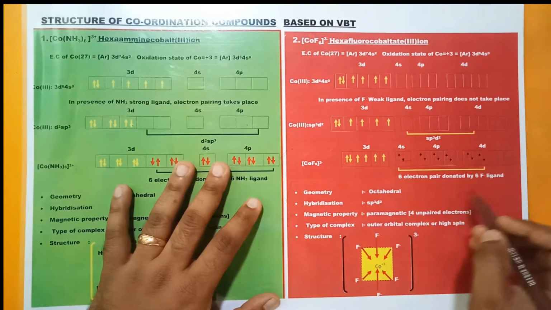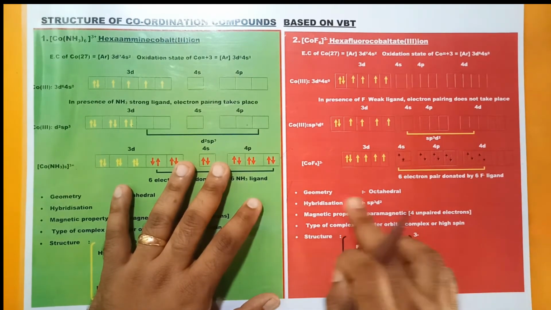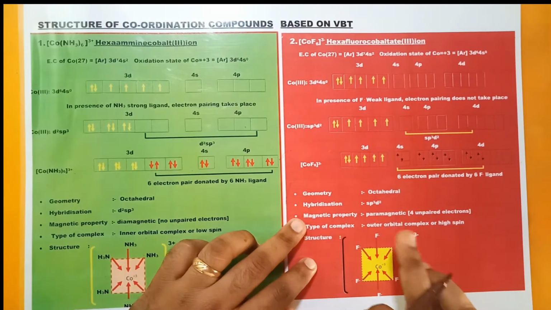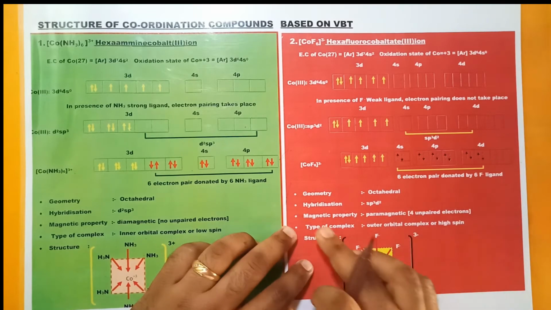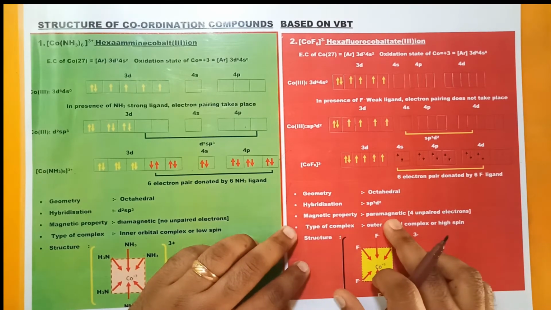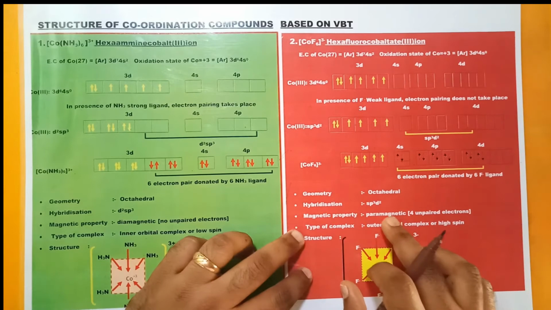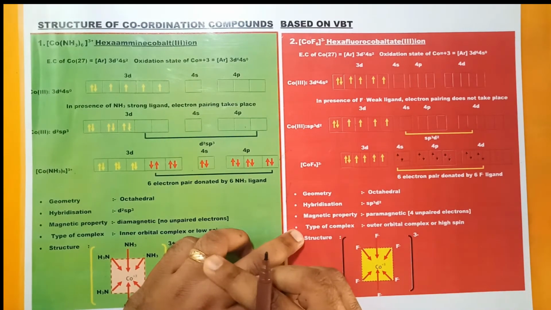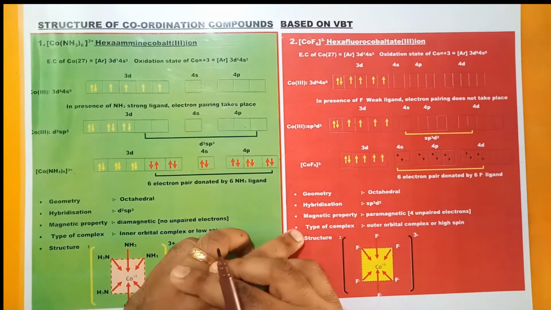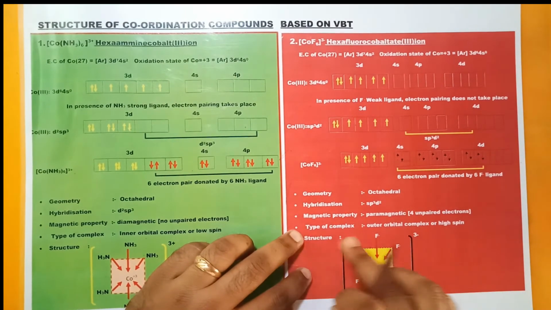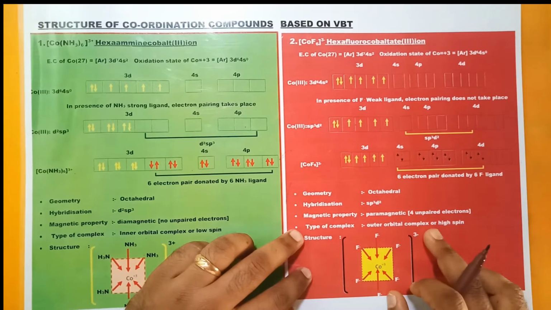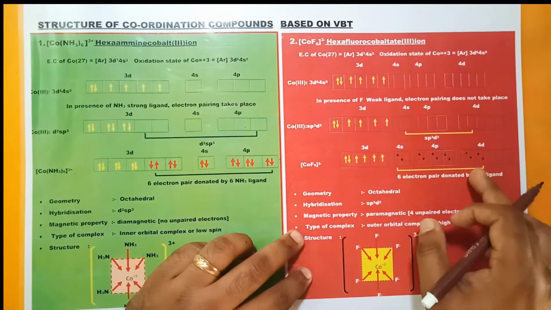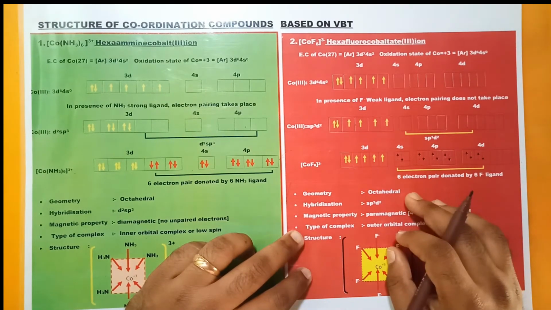Is it right? The summary of this complex is: the geometry is similar, that is octahedral, but the hybridization is different, sp3d2. The magnetic property is paramagnetic. Here it was diamagnetic, but it is paramagnetic. Why is it paramagnetic? There are 4 unpaired electrons present in the 3d orbitals of the complex. The type of complex is outer orbital complex or high spin, because it uses the outer 4d orbitals for the hybridization.